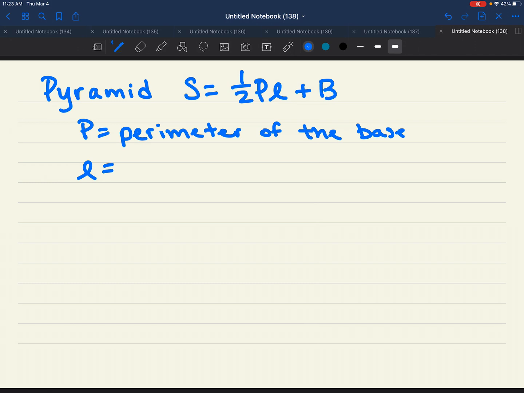L is a new one. I use a capital L that way you don't think it's a 1. L refers to the slant height. Can anyone tell me what the slant height would be? Yeah, the height of each side. Because when you think about a pyramid, they've got those slanted triangles. So when we're talking about the slant height, we're talking about the height of the slant. The height of the pyramid would refer to the top of the pyramid straight down to the base. Does everybody understand the difference between height and slant height? Okay. Capital B, we know, is the area of the base.